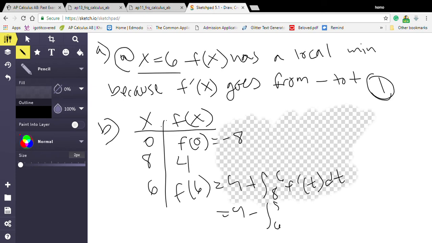So you get the integral from 6 to 8 of f prime of t dt. Going through the process, it turns out to be 3, negative 3. Okay, so we have 3 values, and the minimum is negative 8.